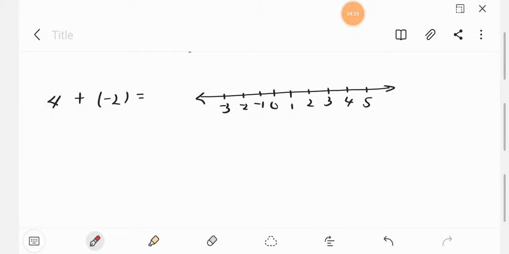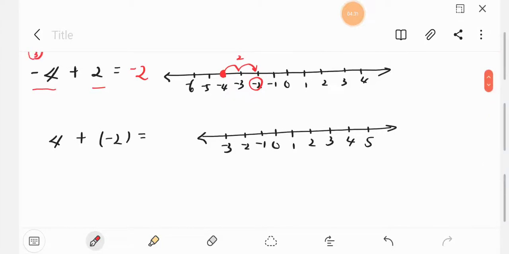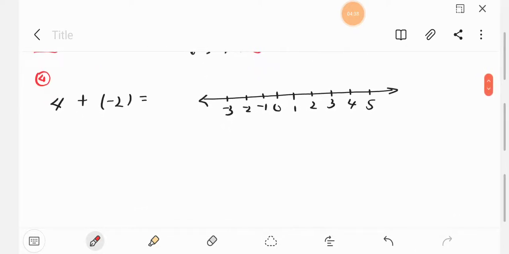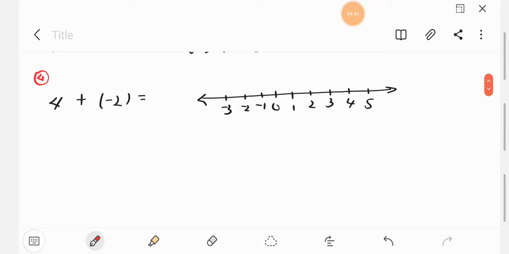This example is still similar to the number 3, right? We are adding two numbers with different signs, one positive and one negative. So you are at number 4. From this point, you're going to add a negative number. When you add a negative number, you move to the left 2 units. So you are at 2. The answer will be 2.